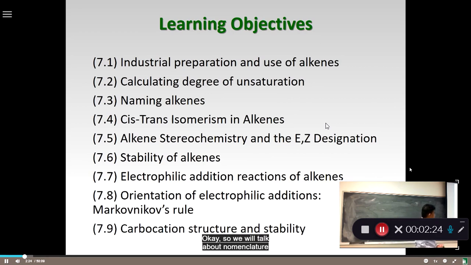We will talk about nomenclature in a little more detail in this chapter, but later on we are going to only briefly mention nomenclature. We will not be detailed when it comes to nomenclature from the next chapter onwards. And then we will talk about stereochemistry, and stability, and also some of the reactions, especially electrophilic addition reaction, and then a rule called Markovnikov's rule. We will talk about these things in more detail in this chapter.